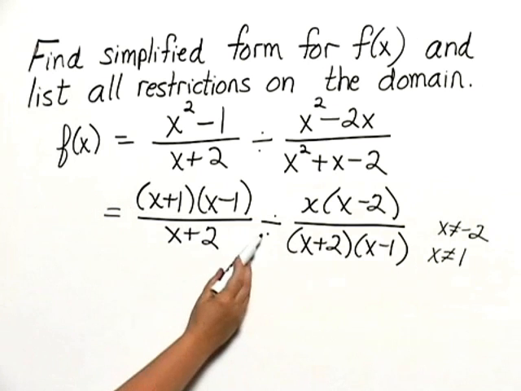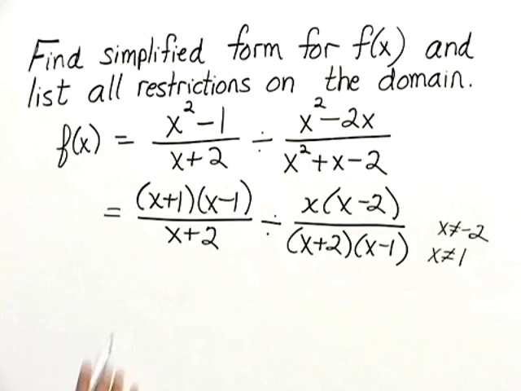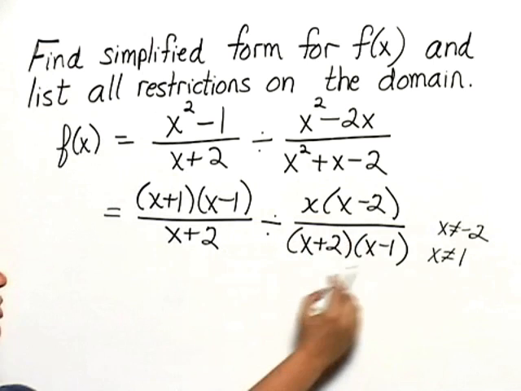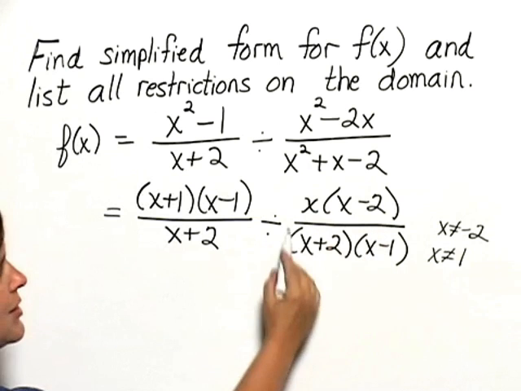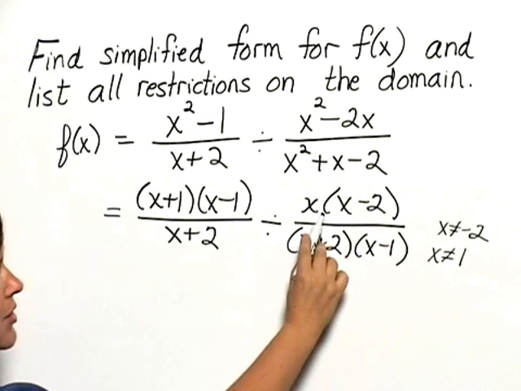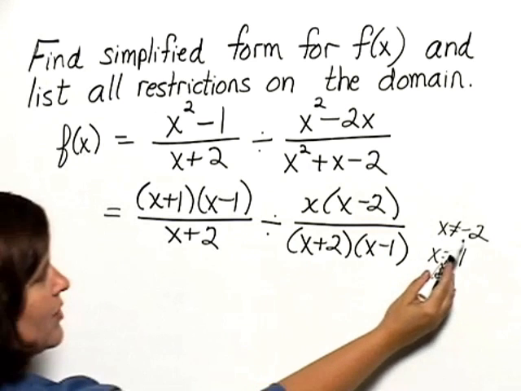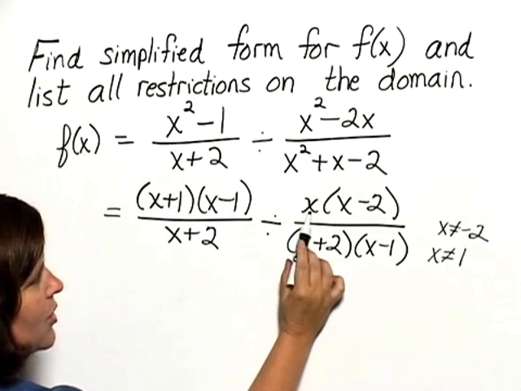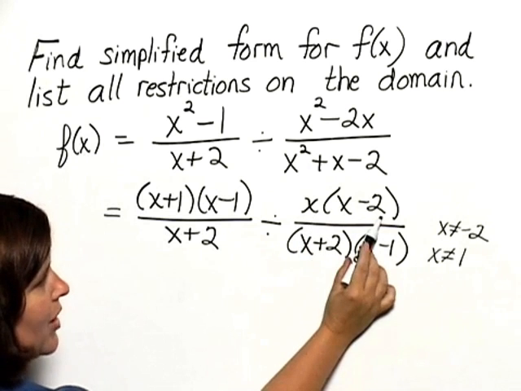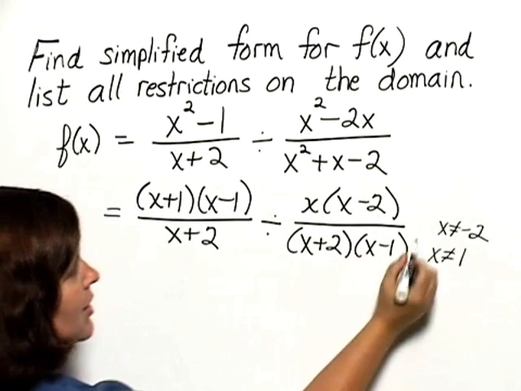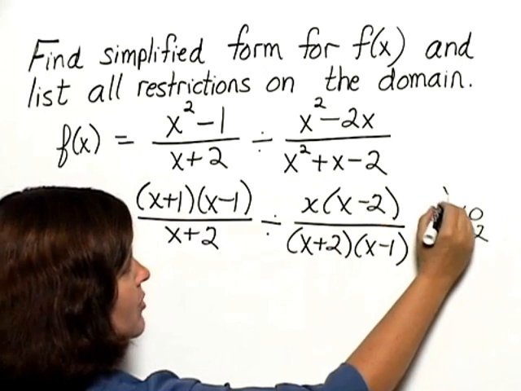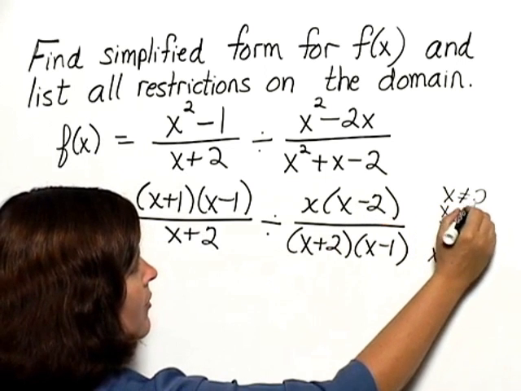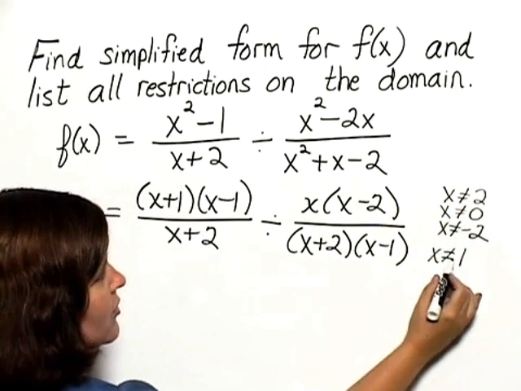But when we're dividing, there's one other thing we have to think about. We're dividing by this whole expression, so this expression cannot be 0. This expression is 0 when the numerator is 0. So not only are these two restrictions, but also values of x that make this numerator 0 are also restrictions. So x cannot be 0, and x cannot be 2. Those are all the restrictions on the domain.